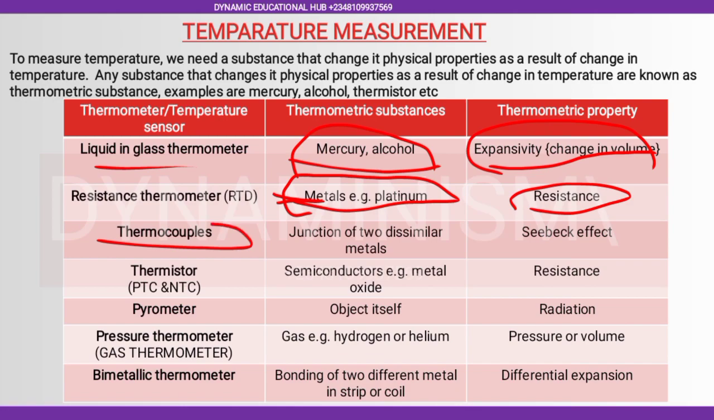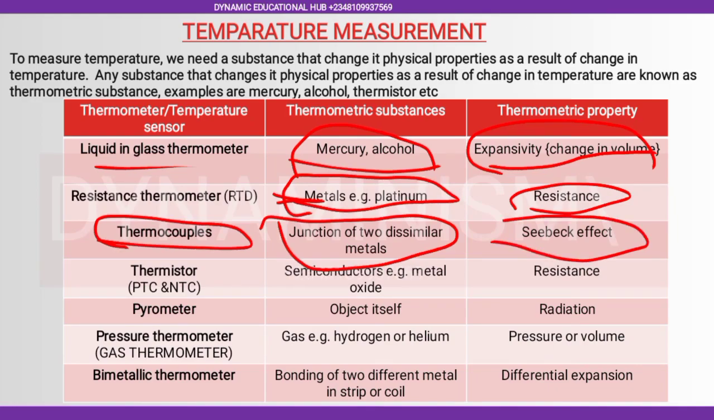Then we have thermocouples. Now, a junction of two dissimilar metals. If you join two dissimilar metals together, you get what is known as a thermocouple. And the thermometric property here is known as the Seebeck effect. The Seebeck effect is when you generate EMF, a very small amount of current, when you have two junctions of metals at different temperatures. Let me quickly explain this. If you have two different metals joined together and they are at different temperatures, one at high temperature, the other at low temperature, electrons are automatically going to flow.